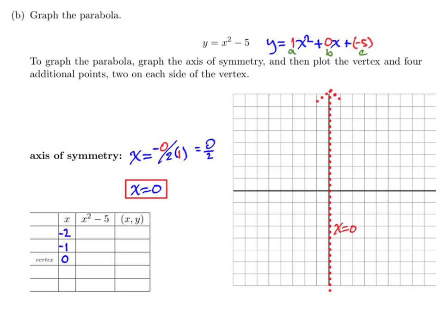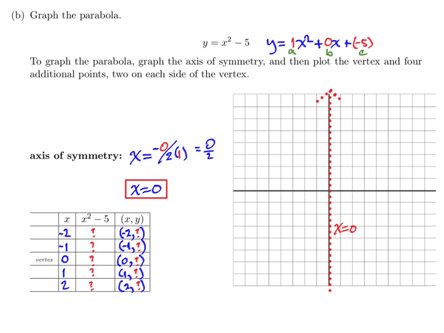And then we can choose 2 x-coordinates on the left and 2 x-coordinates on the right. So I'm going to use negative 1 and negative 2 again on the left, and positive 1 and positive 2 on the right. And then I'll leave it to you to fill in the rest of the table and sketch the graph. So you're going to compute all of those y-coordinates and then write down the ordered pairs of those 5 points. And then you'll plot those 5 points and then connect the dots with a nice smooth curve.